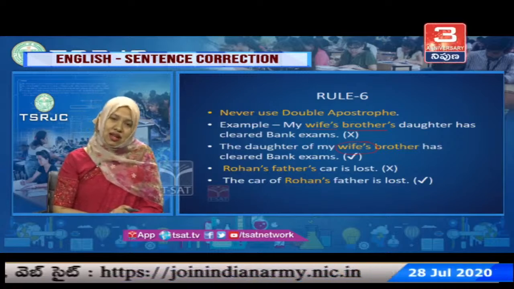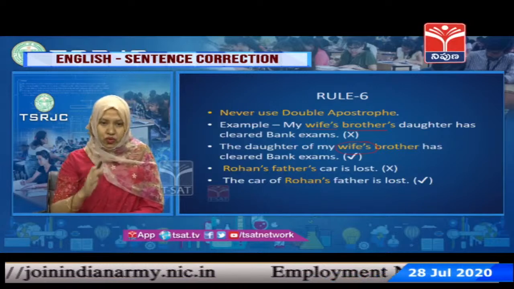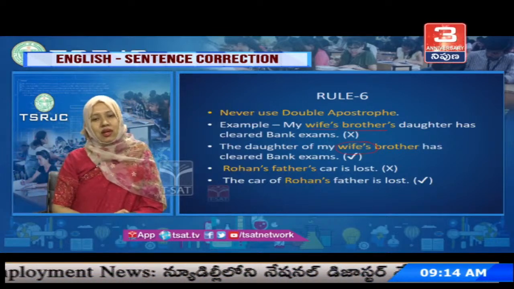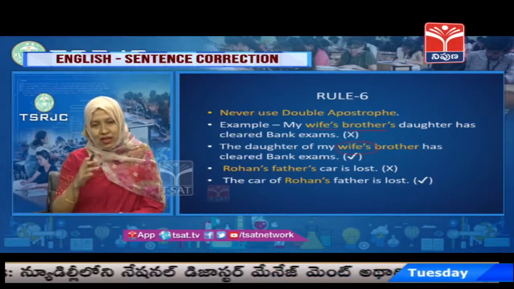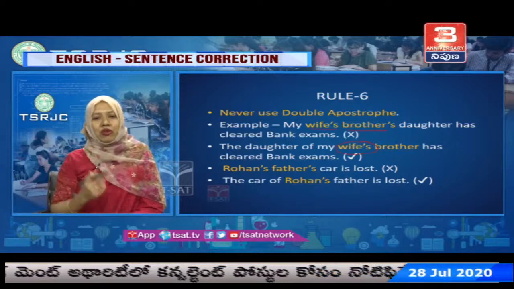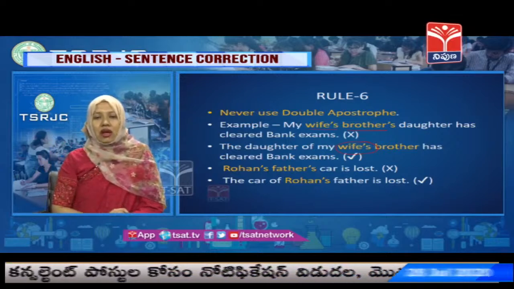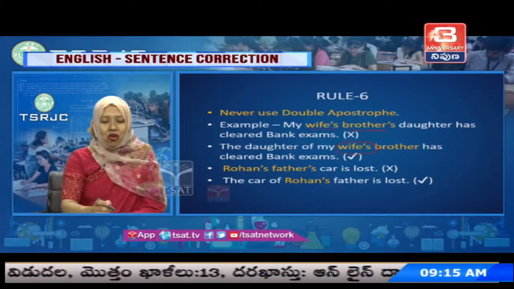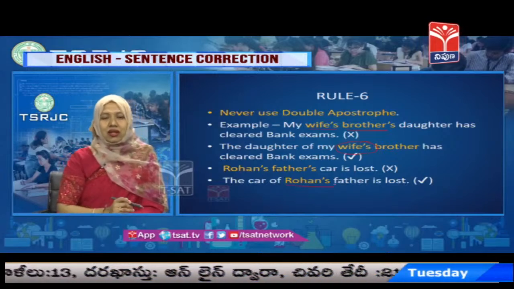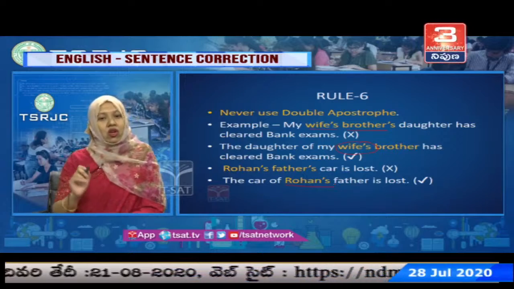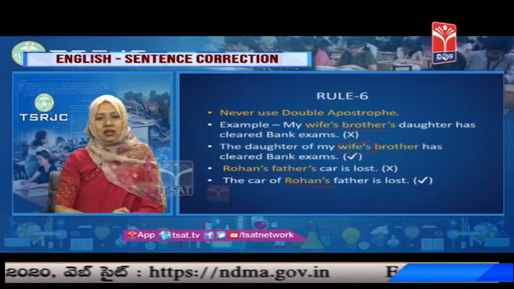Rohan's father's car is lost. Again in this sentence, while giving information, a double apostrophe is used. Again this sentence is wrong. You must say, the car of Rohan's father is lost.